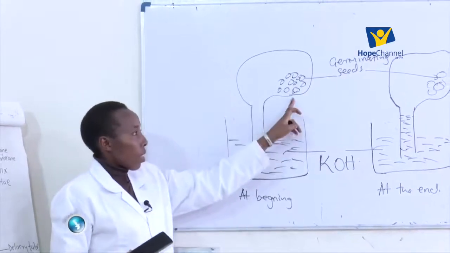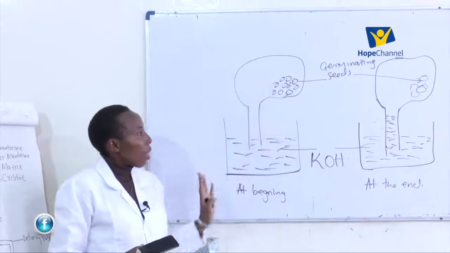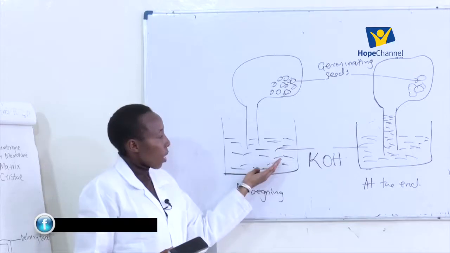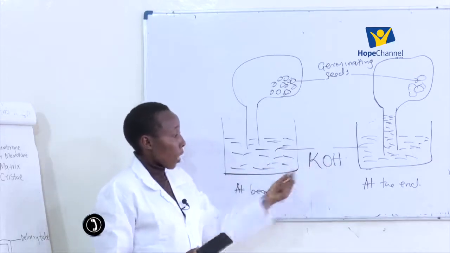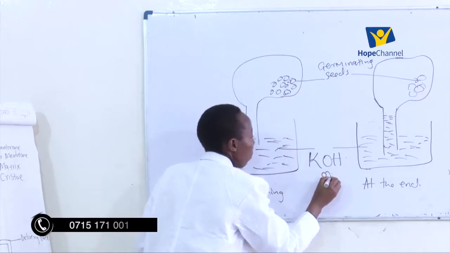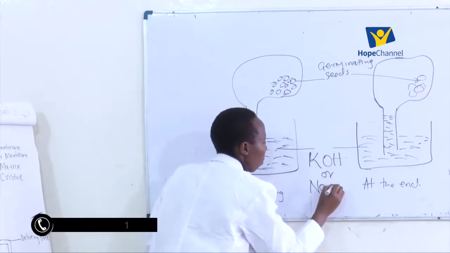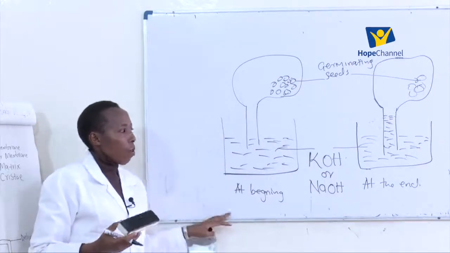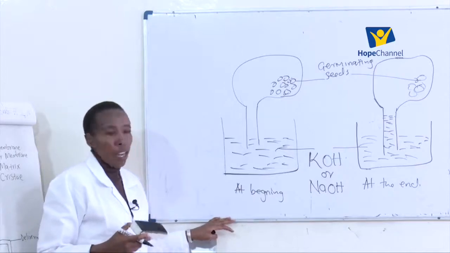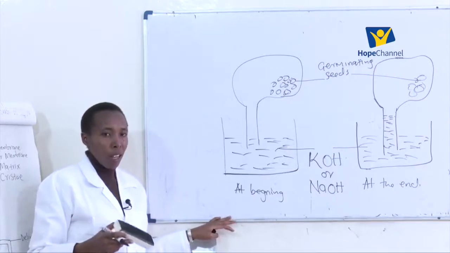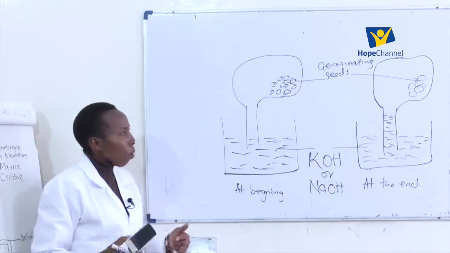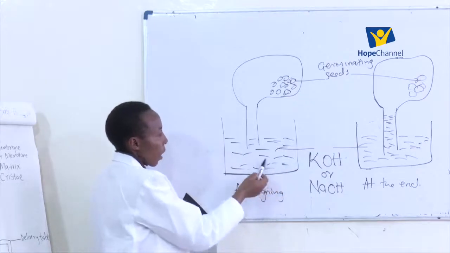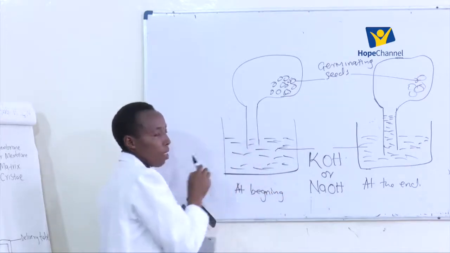I have germinating seeds. I've placed them in this flask of that shape. Then I have sodium hydroxide or potassium hydroxide. So any of the two can do the same role. Then I ask you, what is the aim of this experiment? As a wise student, you should start thinking of what is really happening. If I look keenly, the level of sodium hydroxide, maybe in this flask, I can check the level.